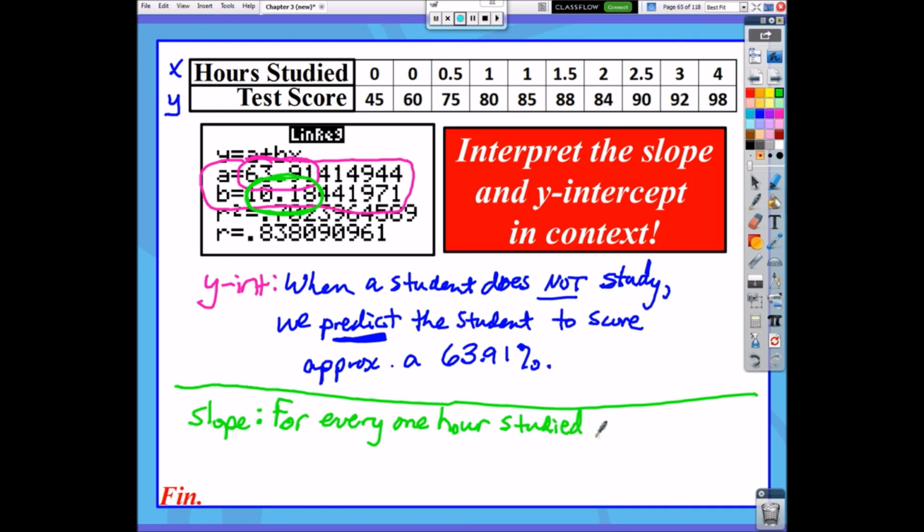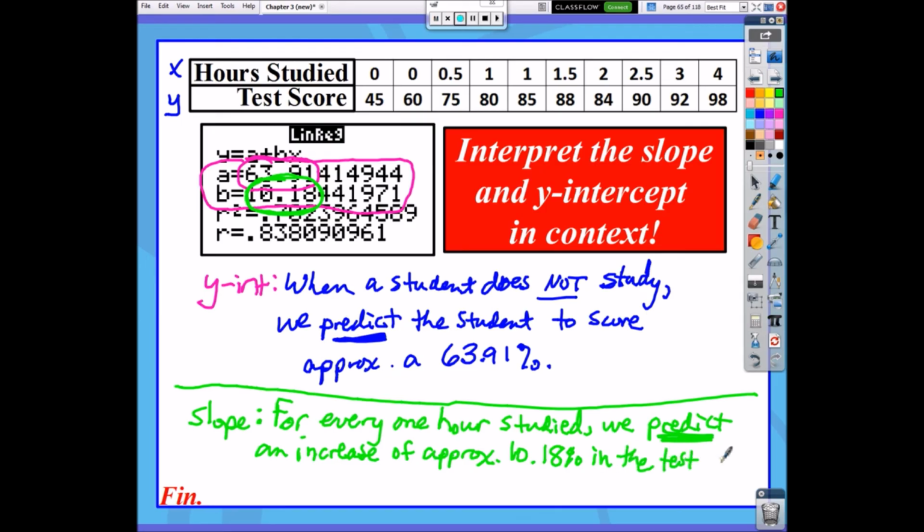So for every 1 hour studied, we predict, don't leave out the prediction part, we predict, and in this case my slope was positive, so we predict an increase of approximately, then what was our slope? 10.18% in the test score, in Y. Test scores was Y. So what we're saying is for every hour studied, you would expect a student to score an extra 10% on their test.